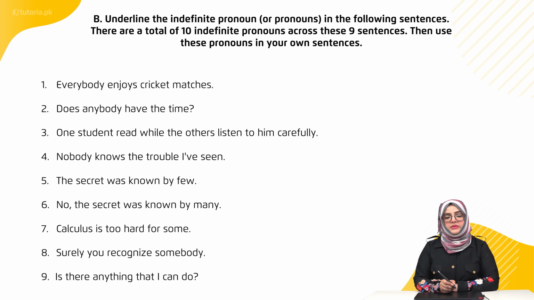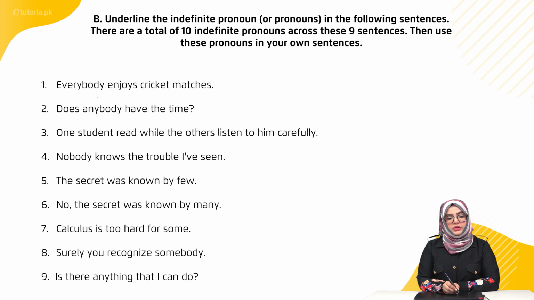There are a total of 10 indefinite pronouns across these 9 sentences. So we have 9 sentences and 10 indefinite pronouns, which means one sentence can have 2. Then use these pronouns in your own sentence. It will be your activity to make your own sentences with indefinite pronouns.